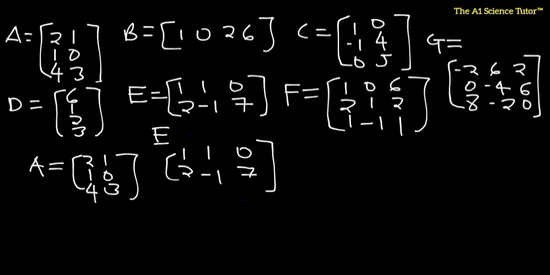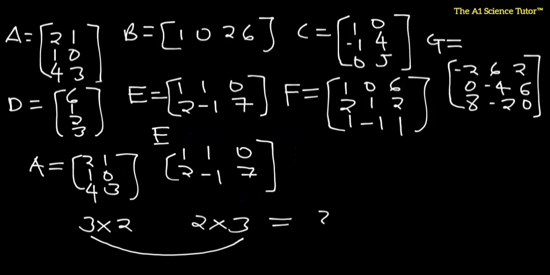Now the second thing you need to know for multiplication of matrices: if you have the form of the first matrix, let's say this matrix A, which is a 3 by 2 matrix, and then this is a 2 by 3 matrix, the result of the multiplication should be the combination of the first number with the last number of the forms of the 2 matrices. So the result should be a 3 by 3 matrix.